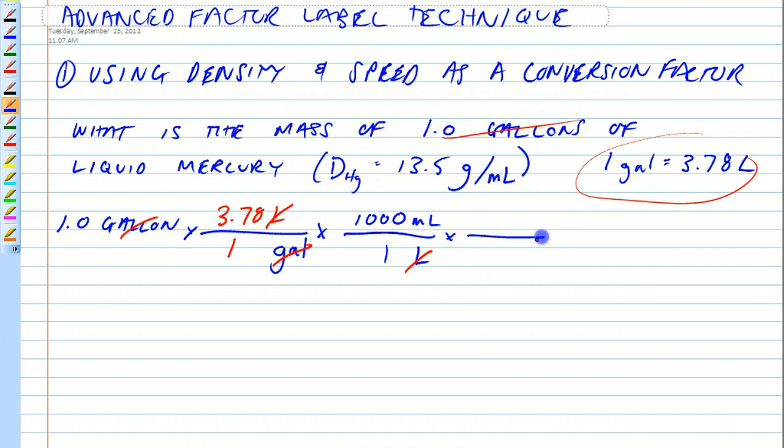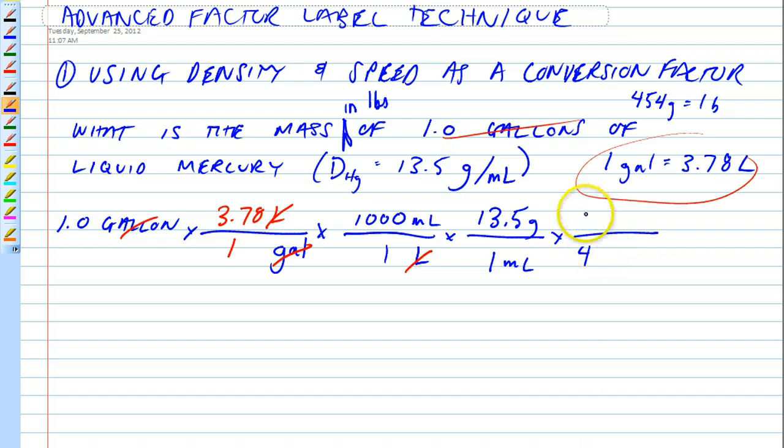And then finally, I can use the density to get the mass of the liquid mercury, 13.5 grams in 1 milliliter. Now, I don't really want to leave this in grams. Let's say, I should have said here the mass in pounds. How about that? So I'm not done here. I need to know how many grams in a pound. Does anybody remember? About 454 grams in 1 pound. So now I need to do that conversion. So it's 1 pound over 454 grams.